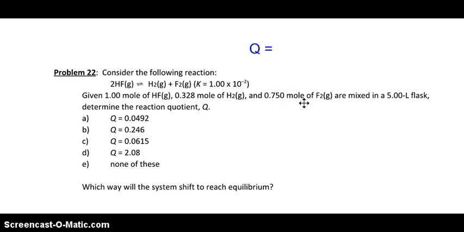What do you recognize with the idea that we have moles? Can we have moles in the Q or the K? The answer is no. What needs to be in those equations is molarity. So we need to convert these moles into molarity. Why don't you go ahead and rewrite these as molarities. Take a minute, pause this, and come back when you're done.